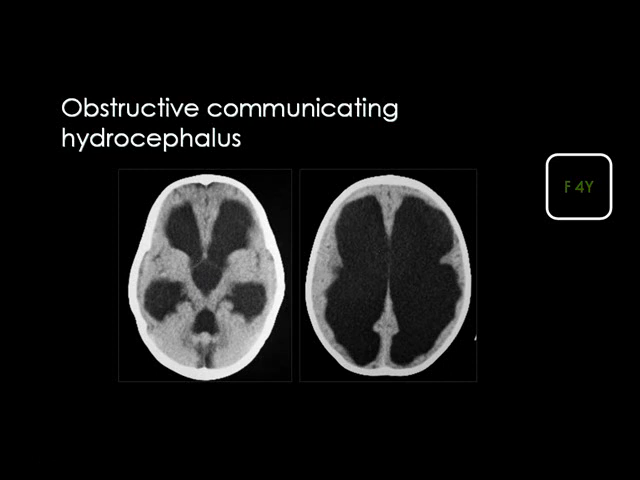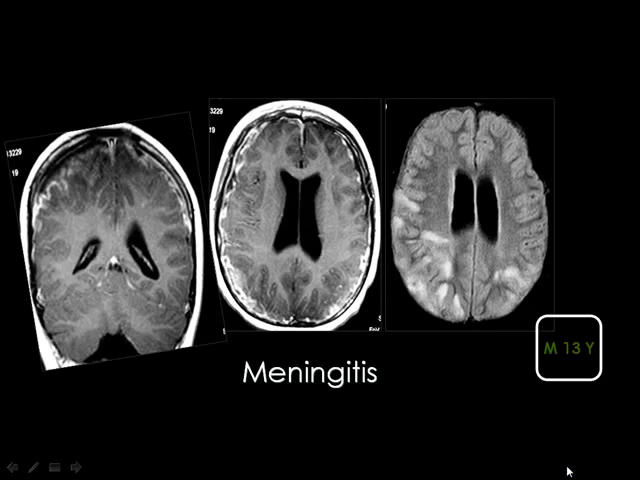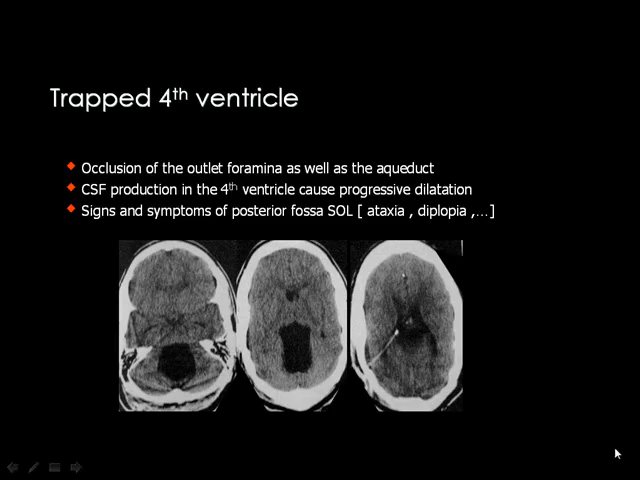A change in configuration. This is the normal configuration of the fourth ventricle. If it is maintained but dilated, then you think about communicating hydrocephalus. But if you see the fourth ventricle is ballooned, then you think about atresia of the outlet foramen. This is another case of meningitis by MRI, and you can see enhancement of the leptomeninges and the dilatation of the ventricles.